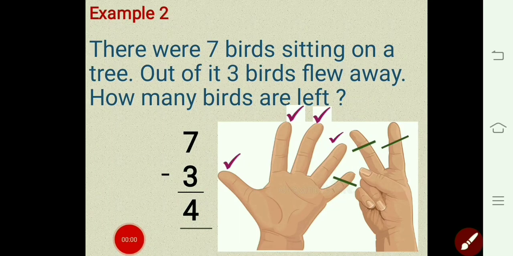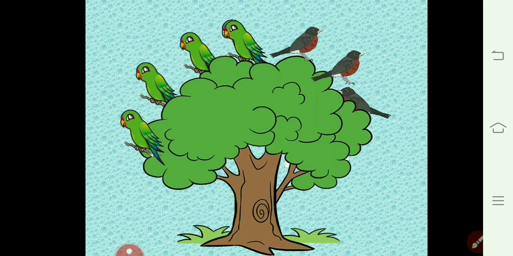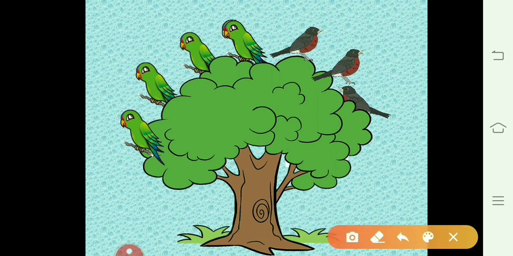So see my dear children, how easily we can solve the word problem, by reading it carefully and counting the numbers properly. Now do you want to see this example in a practical way? Let's see. Wow, what a beautiful tree. On this tree, how many birds are sitting? Let's count it fast.